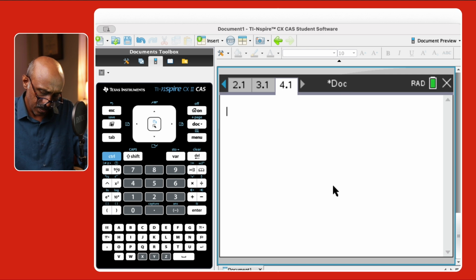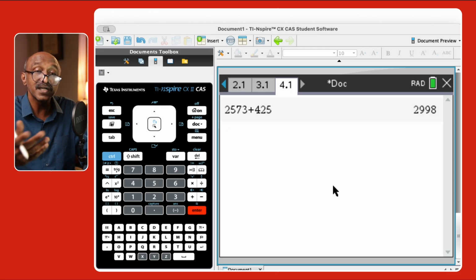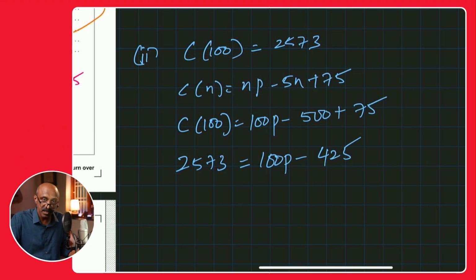And what do we have here? I'm going to have 100p equals 2573 plus 425. So just let me add that. 2573 plus 425. Did I write 1? This can happen. It happens to everyone. 2998. So I'm just going to come back to my screen here.